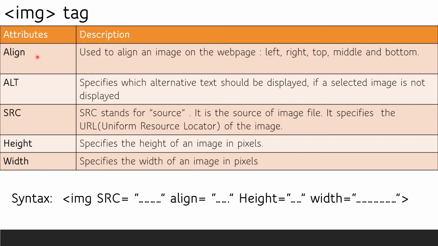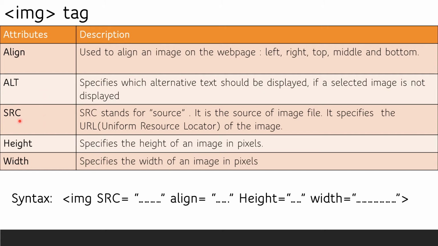First is the align attribute. Align means how you want to display your image on the web page: alignment of the image on the left side, right side, top, middle or bottom. Alt: suppose your image is not displayed on the web page, then in that case what alternative text should be displayed there. For that purpose we use alt.